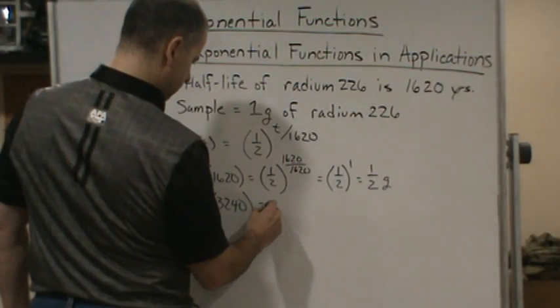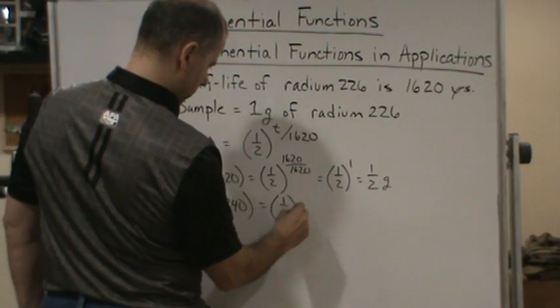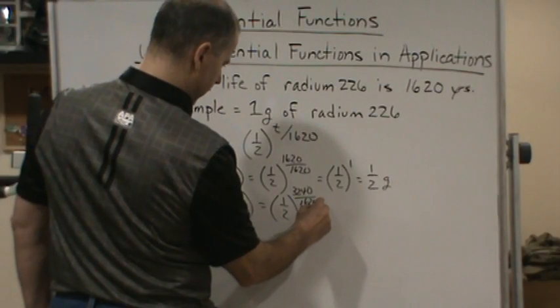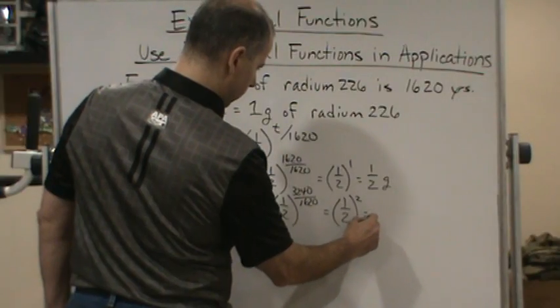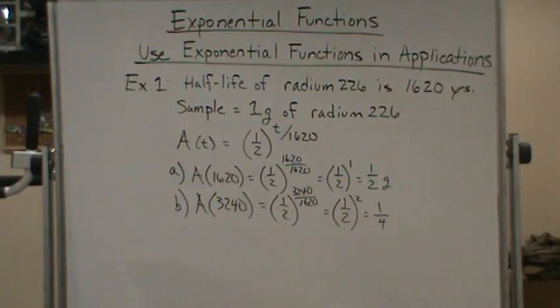Well, if we just plug it in, watch what happens. So we get 3240 over 1620, and of course we get 1/2 raised to the 2nd power, which gives us 1/4, right? So that makes sense again, because if we started with 1/2, let's say 1620 years passes by, we have 1/2 gram, and then another 1620 years goes by, then we'll have half of that, which is 1/4.